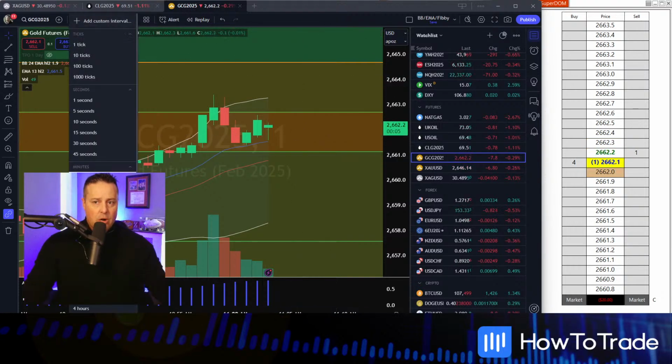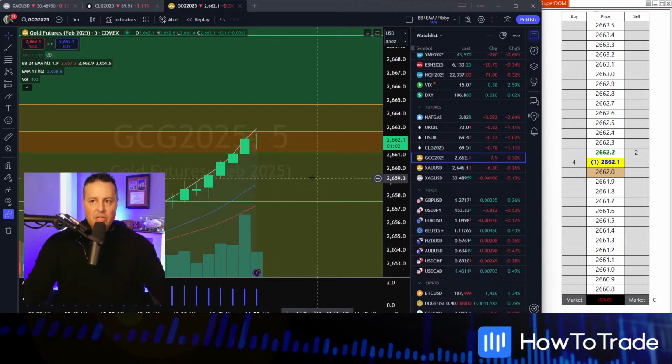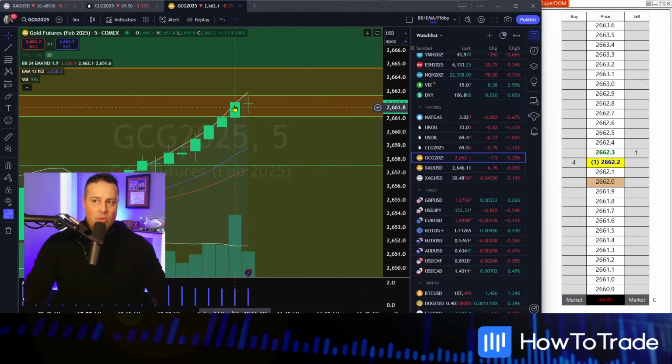Let's go to a 5-minute chart and see exactly where we're at. 5-minute chart, I mean, there it is. You can see the nice big bullish run that we've been on. Took us right up to our entry point. The real question is where do we want to get out? Where do we want to rip the Band-Aid off and get out?